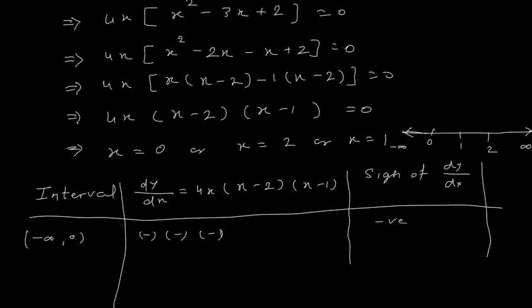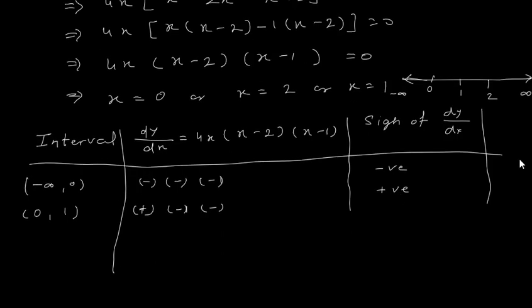Second interval is 0 to 1. Now in 0 to 1, the first sign is going to be positive, the second sign is going to be negative, and the third is also negative. So here we get positive. It is easy now: once you get a negative value, then the next will be positive, then again negative, then positive, like that.